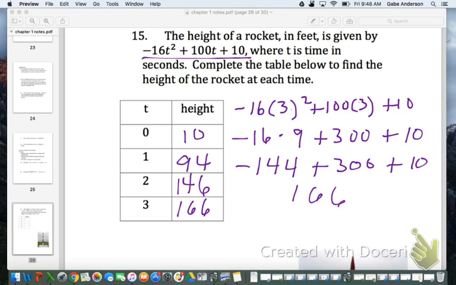Let me ask you, does it make sense that between 0 and 1, the rocket changed height by 84 feet, but from 1 to 2, it only changed height by 52 feet? And then from 2 to 3, it only changed height by 10 feet, right?